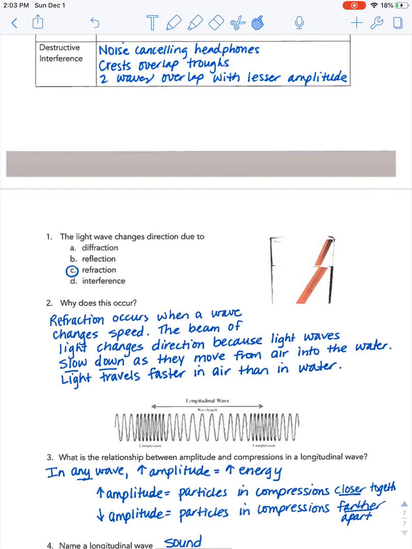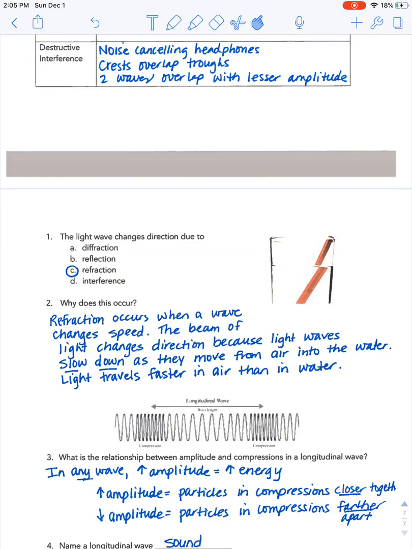Number 1, the light wave here changes direction due to refraction. Remember, it's going from air into water, so it's changing speeds as it's changing mediums, which makes it look like it's changing direction. Why does this occur? Refraction occurs when a wave changes speed. The beam of light changes direction because light waves slow down as they go from air into water. Water is more dense. Light travels faster in air than in water.